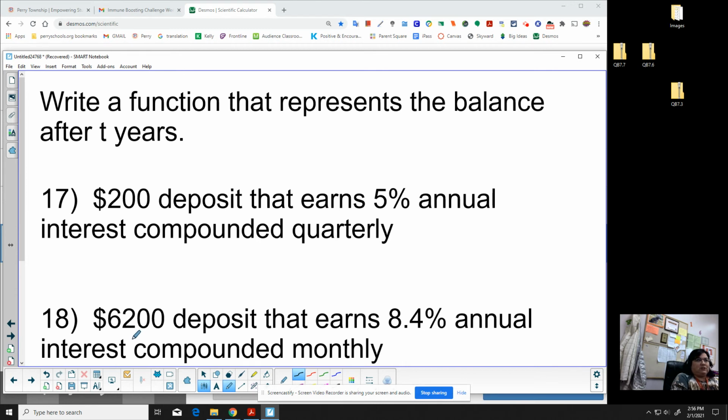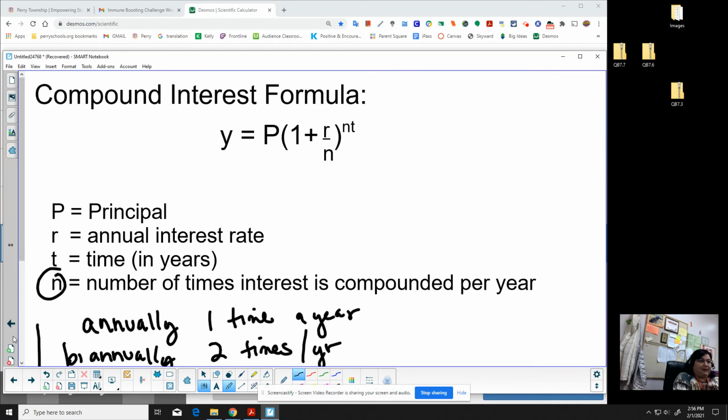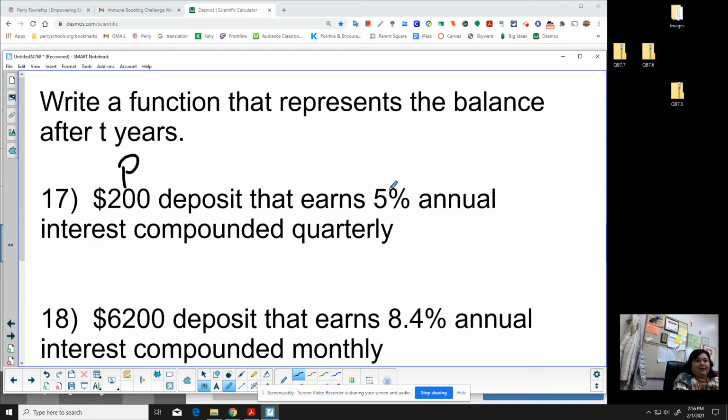Okay, so write a function that represents the balance after t years. So we're just writing. We're not using the calculator. So that is my deposit, that is my P. And this is my R, moving the decimal up twice, 0.05. And the deposit earns 5% annual, compounded quarterly. So my N is 4, because quarterly is 4 times a year.